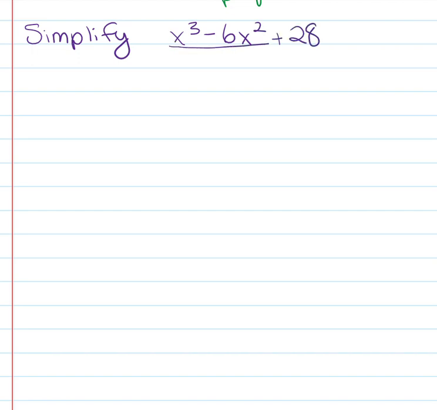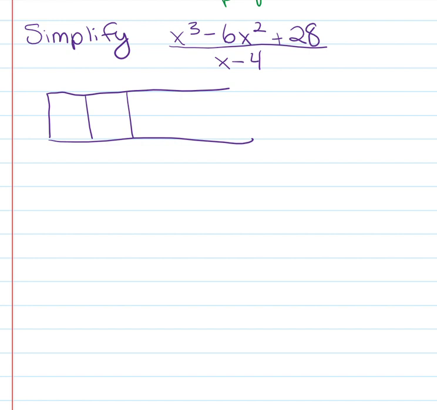So we are going to simplify x cubed minus 6x squared plus 28 all over x minus 4. So again, this is improper. It's a degree of 3 over degree of 1. We can't leave it like that. The good news is we have the skills to get it where we need it to go.